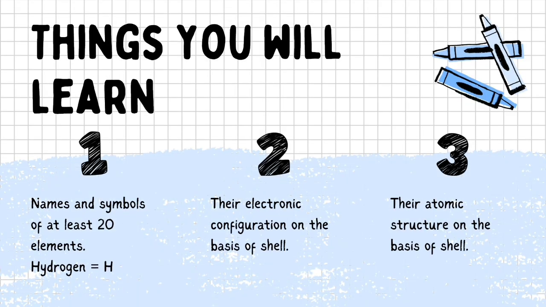To understand chemistry, these are the basic things that you must know about: names and symbols of the elements up to calcium, their electronic configuration and atomic structure. To understand further, you must know these things. In this video, we are going to discuss them.